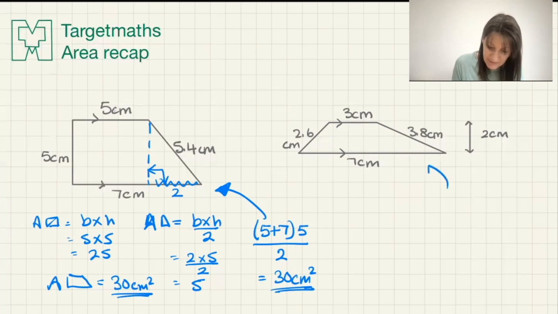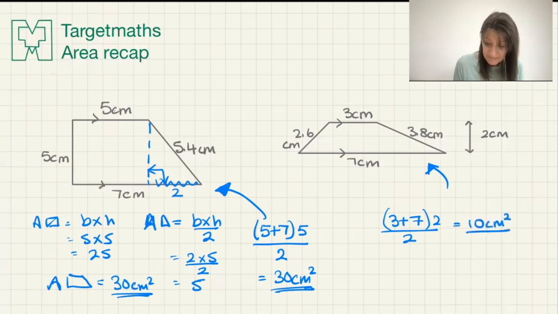So if I'm going to do the same with this one, I am going to do 3 plus 7. I am going to times by 2, divide by 2. 3 plus 7 is 10. When I times by 2, it's 20. When I divide by 2, I take it back to 10. So that is 10 centimeters squared. And you can see that is not a massive amount of work. Doing the 3 different shapes, 2 triangles and a rectangle, that would have been a lot of work. That is not. So again, a really nice reason to learn this formula.